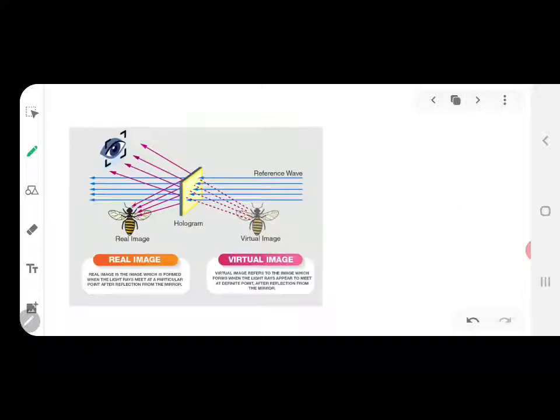Image formed. When light rays starting from a point object, after reflection from a mirror or even after refraction from a lens or prism, actually meet or appear to meet at a point, then the second point is called the image of the given object point. So I'm just writing down the definition on your screen.